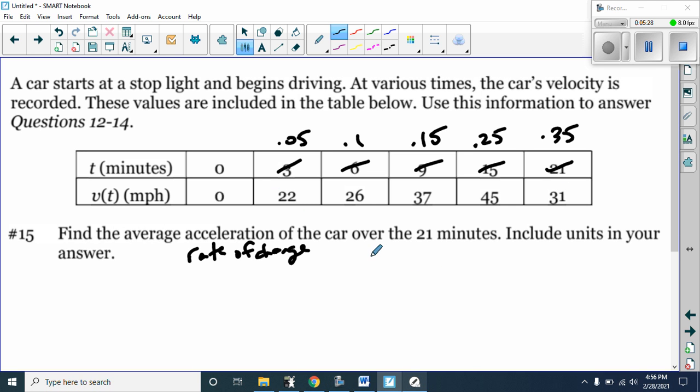31 minus 0 over 0.35 minus 0. Use the calculator. Gives us 88.571. Units would be miles per hour squared.